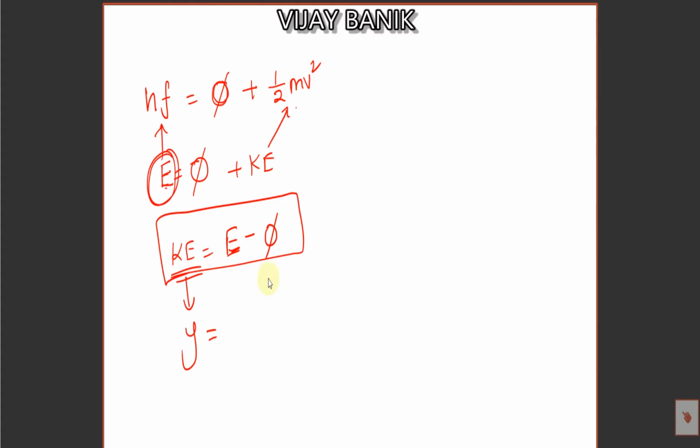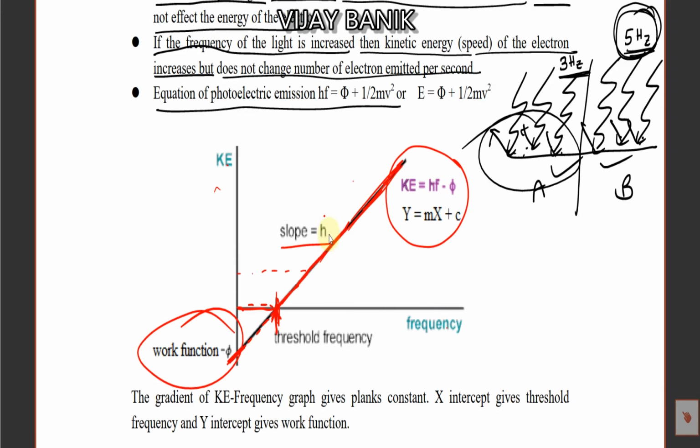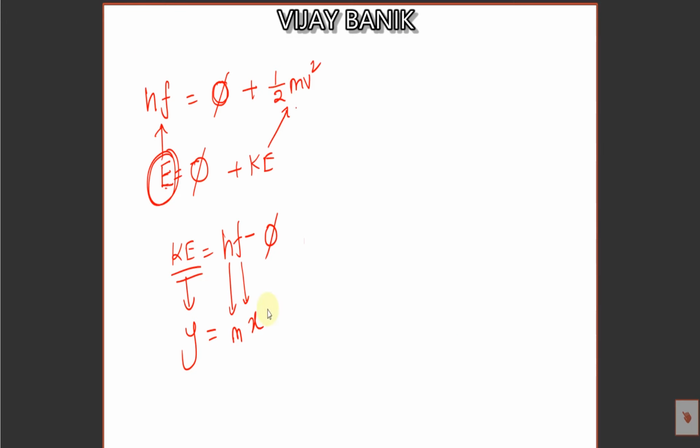Then you have minus hf plus phi. Instead of E, I have to write hf. So frequency is my x-axis, and this is my gradient. So hence proven, the gradient of the kinetic energy versus frequency graph is Planck's constant. And this is c, where it crosses the y-axis. So the y-intercept is the work function.